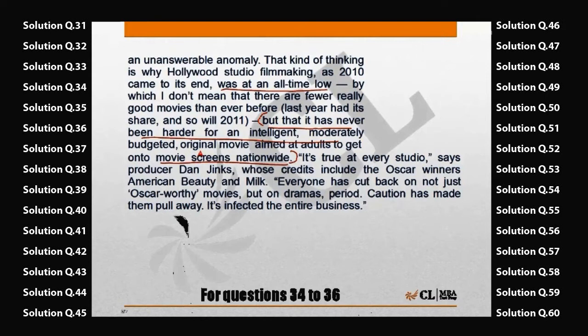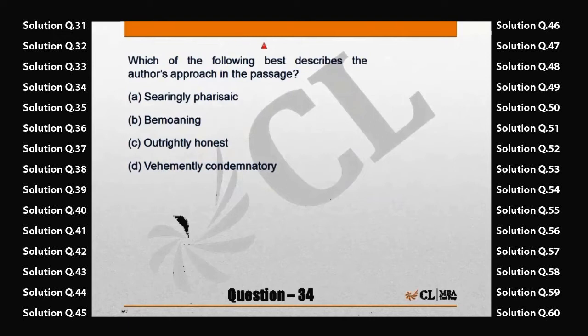Now let's look at question number 34, and this starts with a tough question. While the passage was easy to read, this was a tough question. It asks us which of the following best describes the author's approach in the passage. Challenge number 1 is, do we know the meaning of these words? If we know the meaning of the word, one battle is over. Option A says, searingly Pharisaic. Now Pharisaic comes from Pharisee. These are prophets. So searingly Pharisaic, it's about being self-righteous.